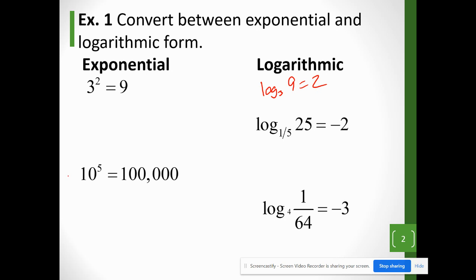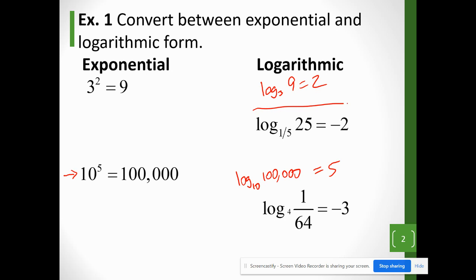Let me skip to this other example. I have 10 to the 5th, right? 10 is the base. 5 is the exponent. So you might be thinking, all right, for sure, I have to let this equal to 5. I have to let this equal the exponent, right? The base is 10, so I'm just going to say log base 10 of 100,000 is equal to 5.